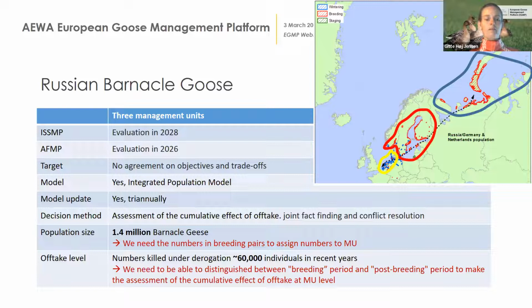The most recent level of offtake, so the number of killed under derogation, is around 60,000 individuals, and that's not including any hunting that may take place in Russia. And again, we need the numbers distinguished into breeding and post-breeding period, so we can assess the effect at management unit level.